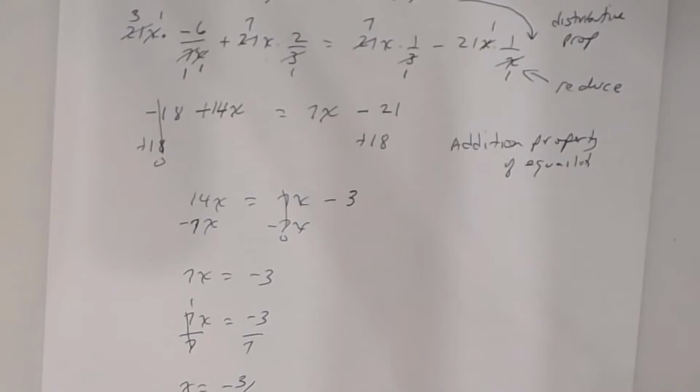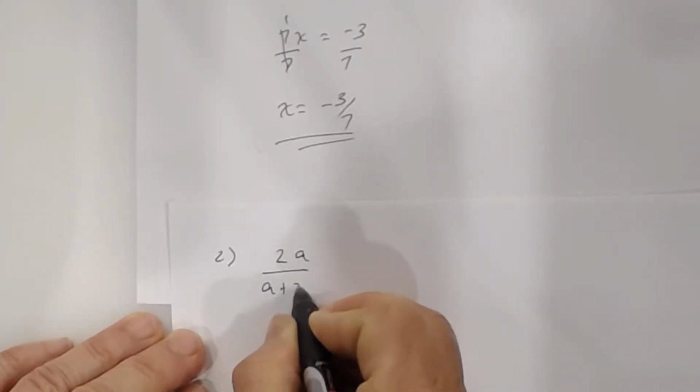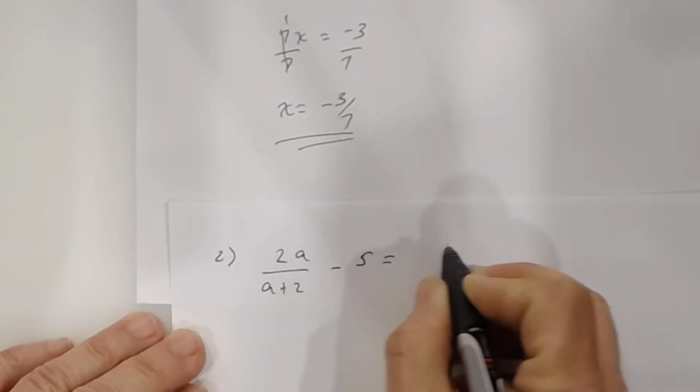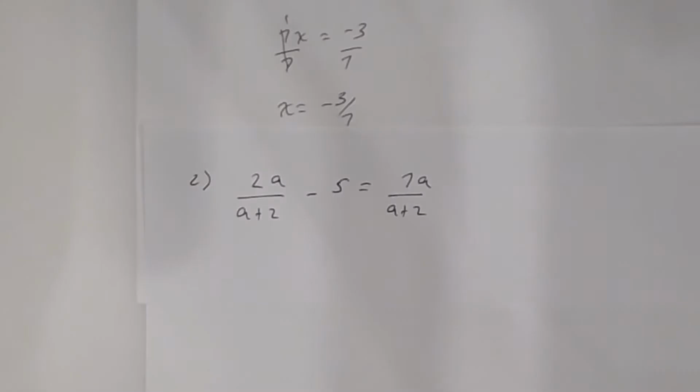let's look at this one now. So this is going to be a new one. All right, this is number 2. 2a divided by a plus 2 minus 5 equals 7a divided by a plus 2. All right, now notice this time, well, first of all, let me ask you this question. Is this a linear equation? No, but it is what?